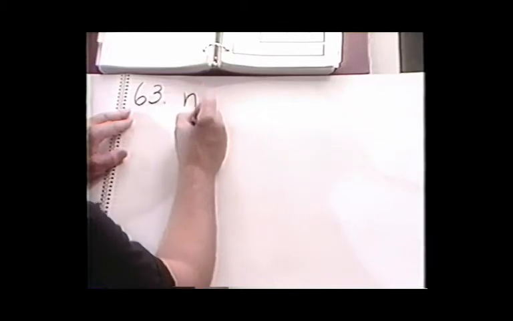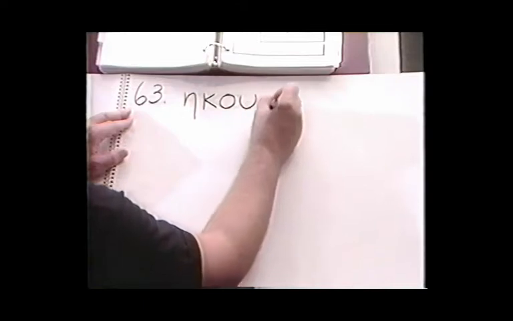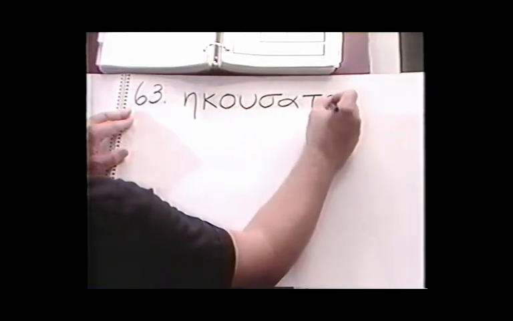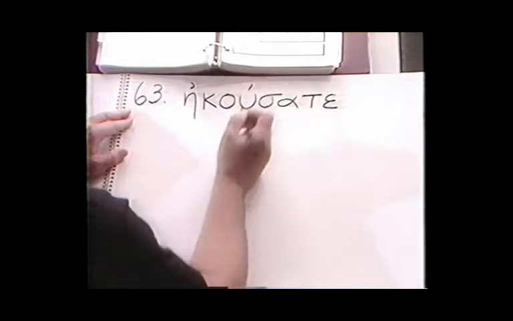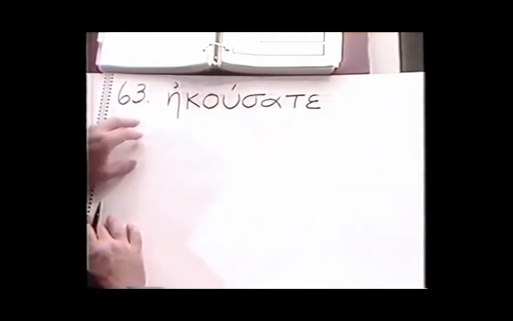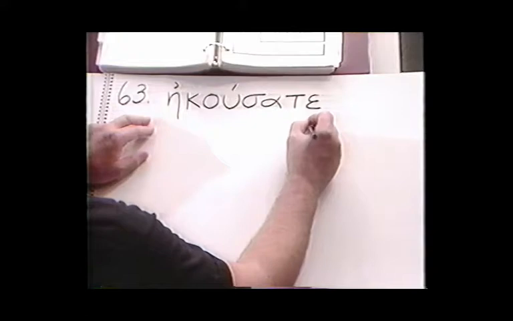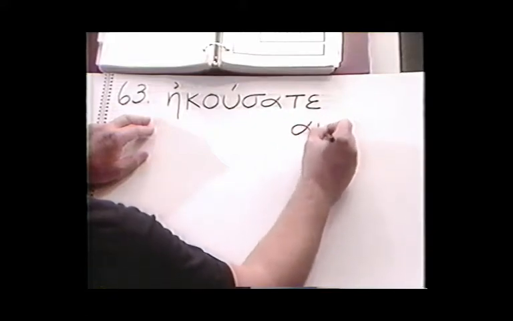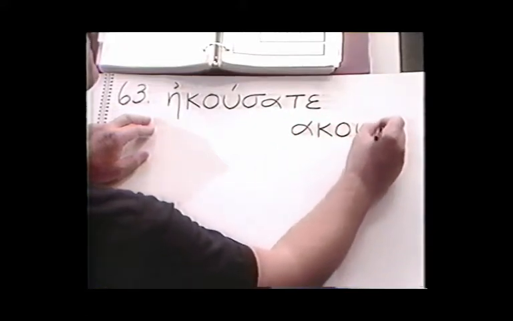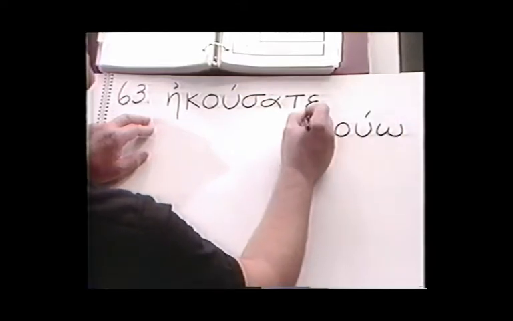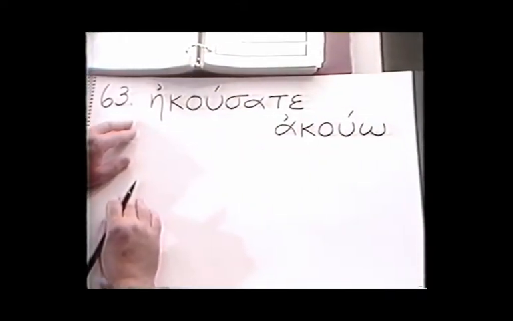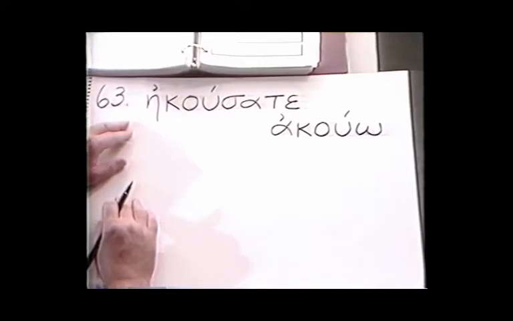Now let's look at number 63. Ekusate. I will tell you that the lexical entry of this verb is akuo. We get the English word acoustics from this word. Akuo means I hear.